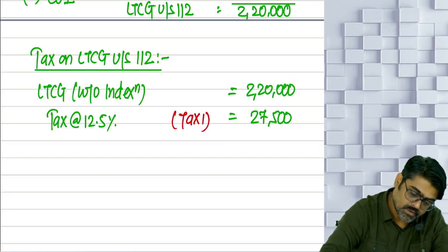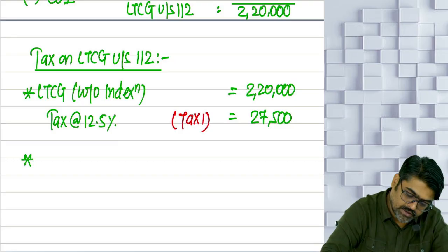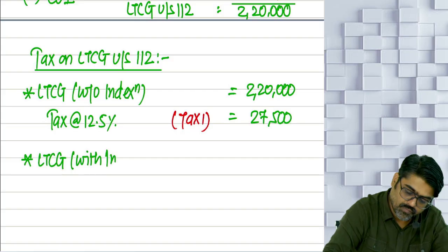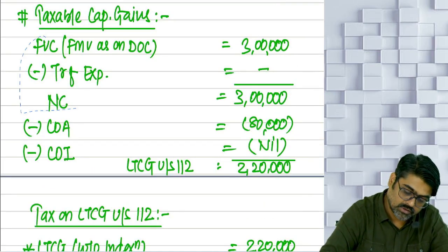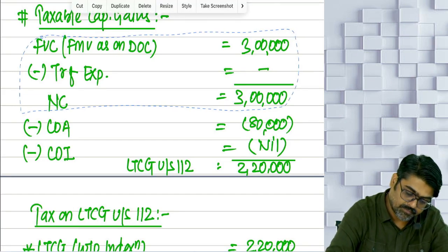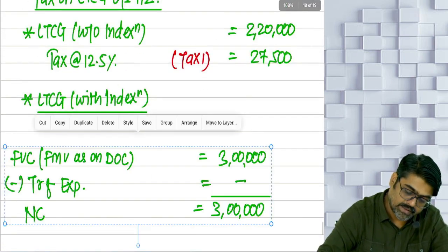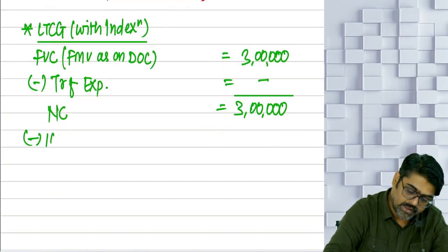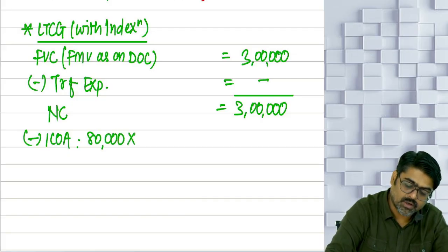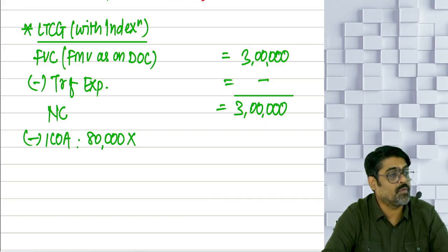Now, I will calculate the LTCG with indexation also. Now to calculate this LTCG with indexation, I will have to again do the same calculations. Till here it will be the same. Now, will I take cost of acquisition or indexed cost of acquisition? Indexed cost of acquisition. For that, cost of acquisition was 80,000, into CII of the year of transfer. Year of transfer means year of conversion.